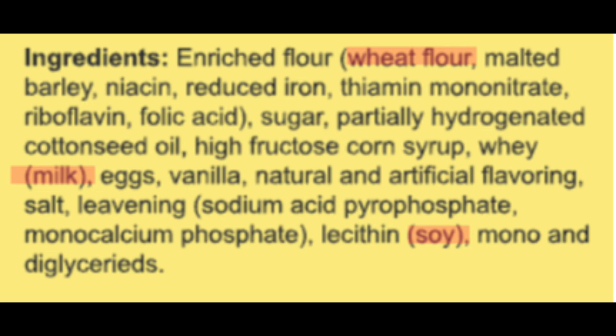The enriched flour is basically just wheat flour with some malted barley and some vitamins added in. So, wheat flour is the first thing that's listed in the parentheses there, and that covers the wheat allergy requirement. For the whey protein, they just said in parentheses milk. And for the lecithin, well, the soy is the allergen, so that's in parentheses too. So that's the second method.